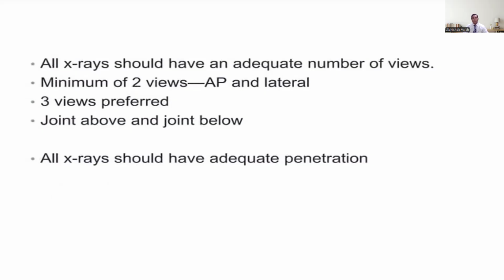And it is gold standard to get an X-ray of the joint above and below, because there are many types of fractures, like Monteggia's fracture, where if there is a fracture at the distal end, there is definitely a fracture at the proximal end as well. So you should always have this habit of getting an X-ray of the joint above and a joint below. And all X-rays should have adequate penetration.